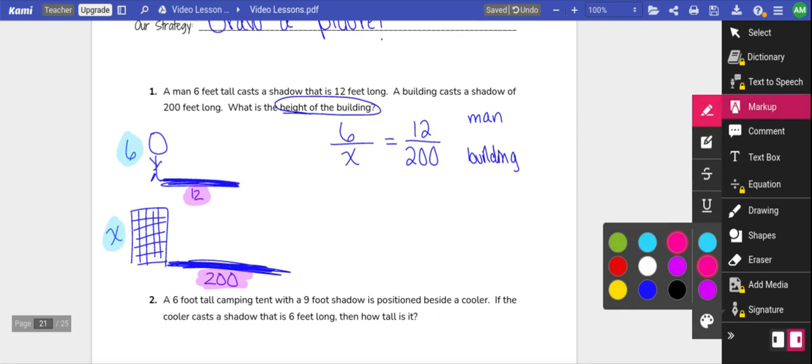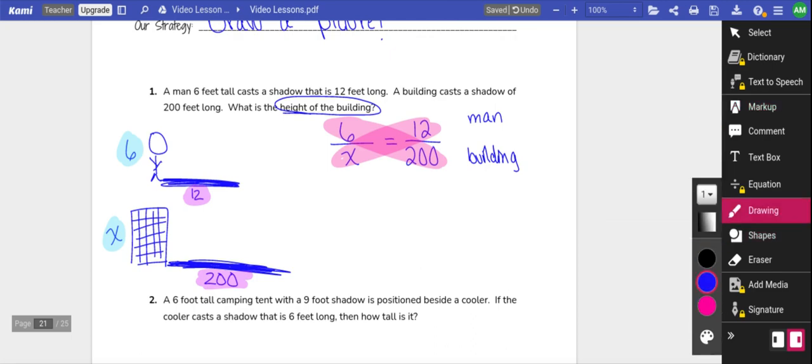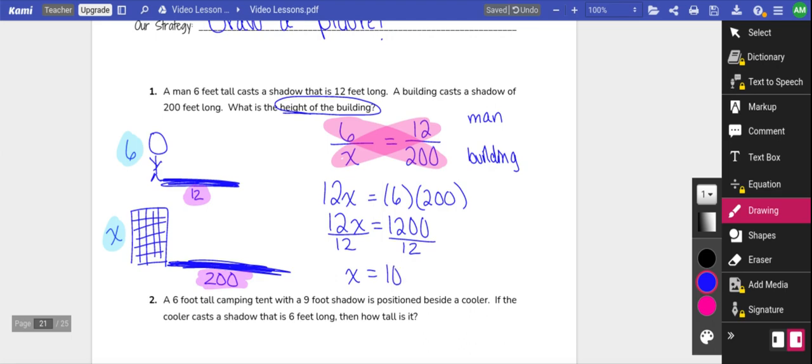Now I'm going to cross multiply, using the means extremes property. Twelve times x is 12x, and then I'm going to multiply 6 times 200. 6 times 200 is 1200. If I divide both sides by 12, I get that the height of the building is 100 feet.